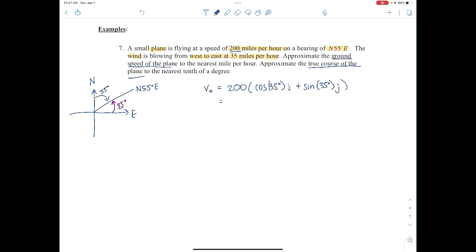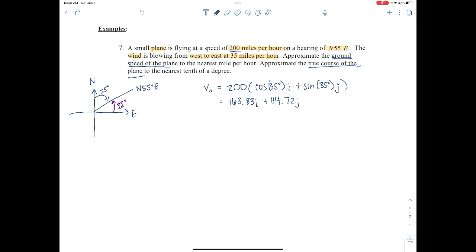So this will simplify to, if I put cosine 35 degrees through my calculator, multiply it by that 200, and then I do the same with sine of 35 degrees, multiply that times the 200, this is going to give us about 163.83 i plus 114.72 j. So this is our vector of the plane in the air.